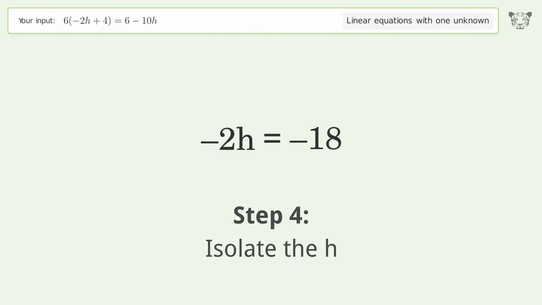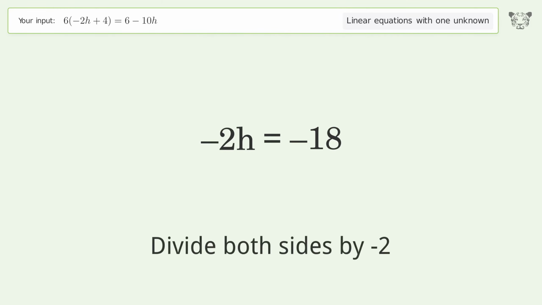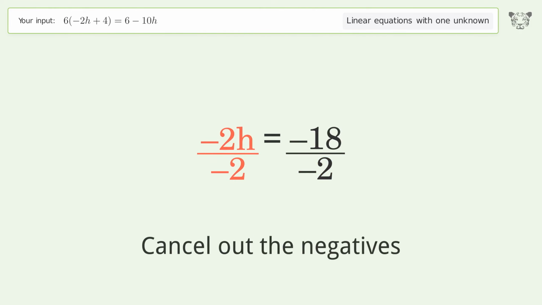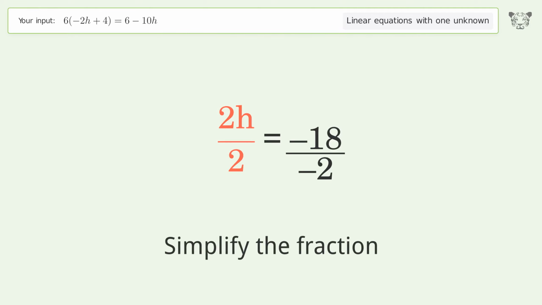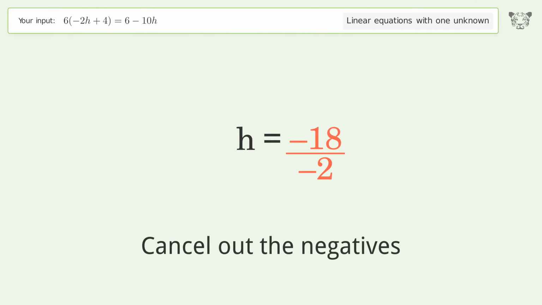Isolate the h. Divide both sides by -2. Cancel out the negatives. Simplify the fraction. Cancel out the negatives.